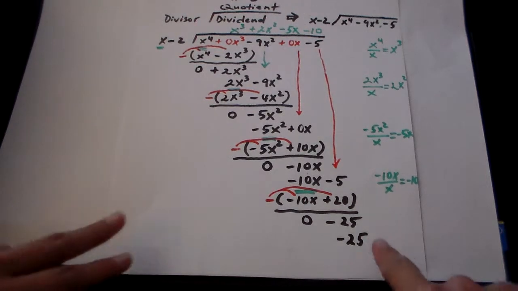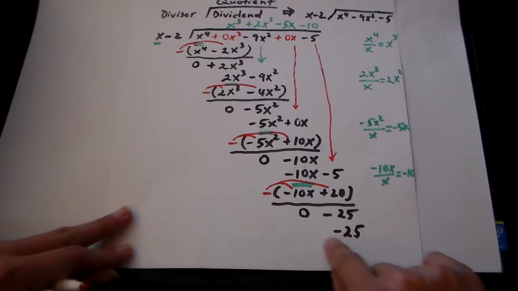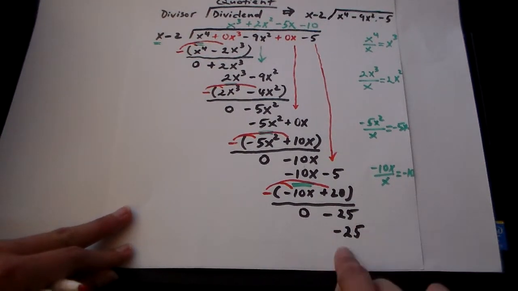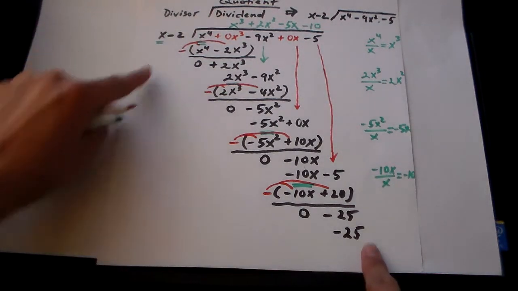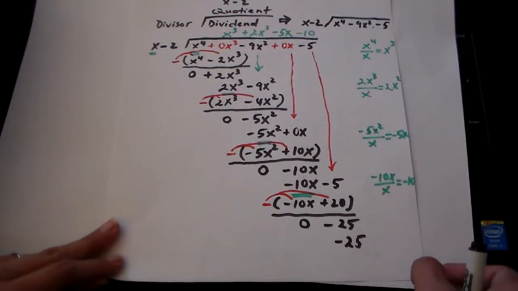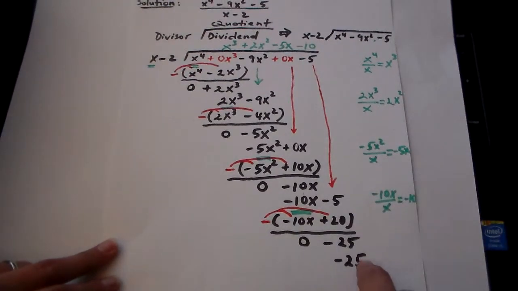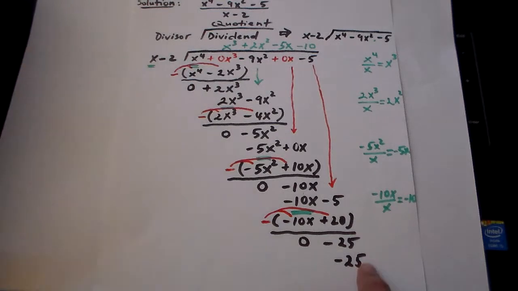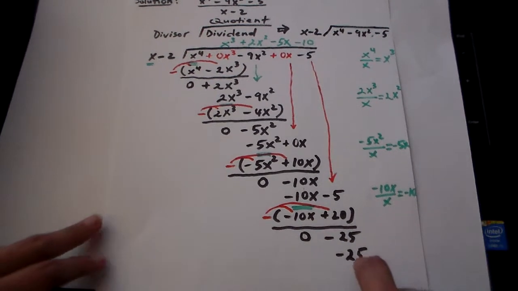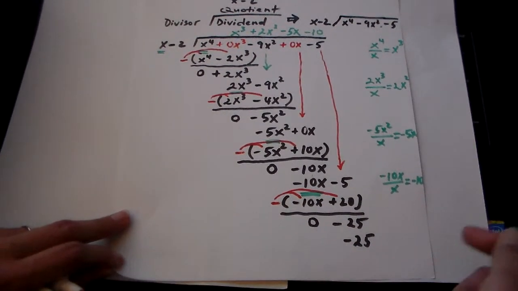Okay? Now you want to double check. Negative 25 is a constant. It has power of 0. And the divisor has power of 1. From this, you know that you're done with the long division because the power in the remainder is smaller than the power in the divisor. 0 is less than 1. Okay? So because of this, you know that you're done with long division. You're left with a remainder, negative 25. And again, this is how you write the answer.